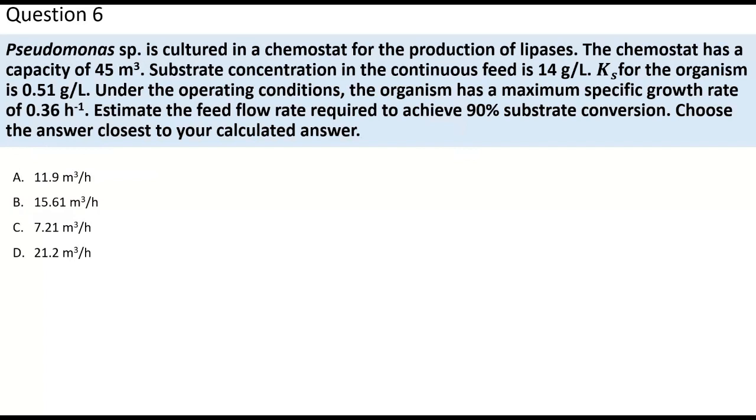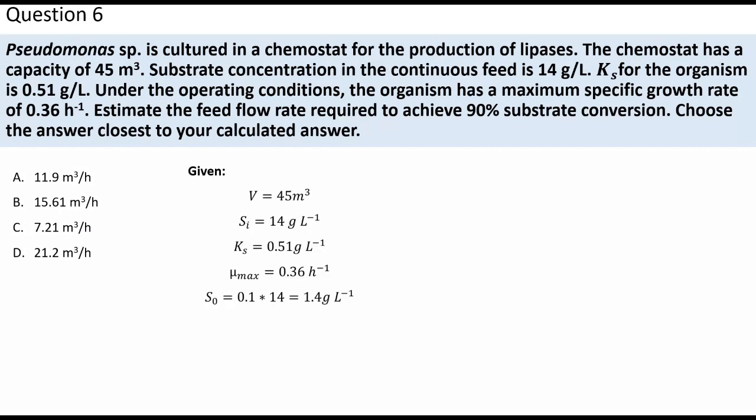Moving to question 6, a Pseudomonas species is cultured in a chemostat for the production of lipases. The chemostat has a capacity of 45 meter cube, so volume is equal to 45 meter cube. Substrate concentration in the feed is equal to 14 gram per liter, Ks is equal to 0.51 gram per liter, and maximum specific growth rate is 0.36 per hour. We have to estimate the feed flow rate required to achieve 90% substrate conversion.